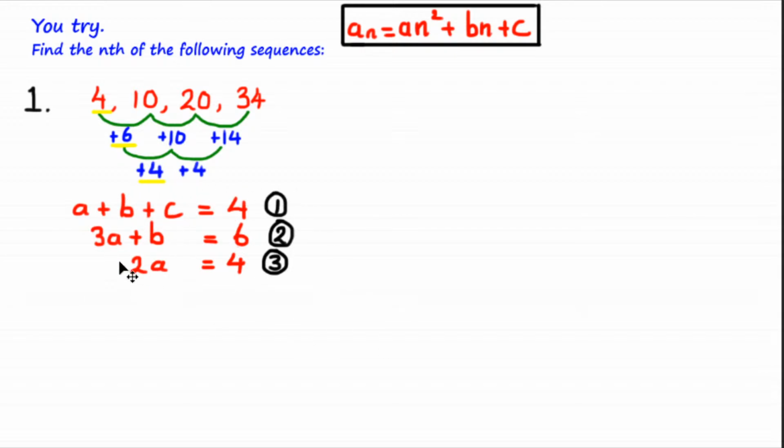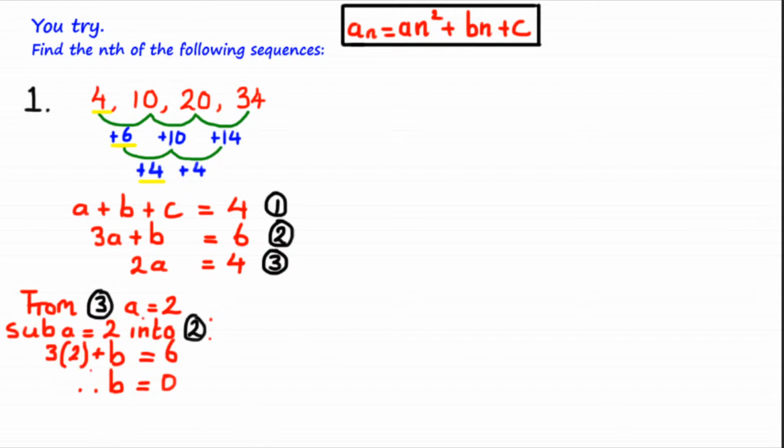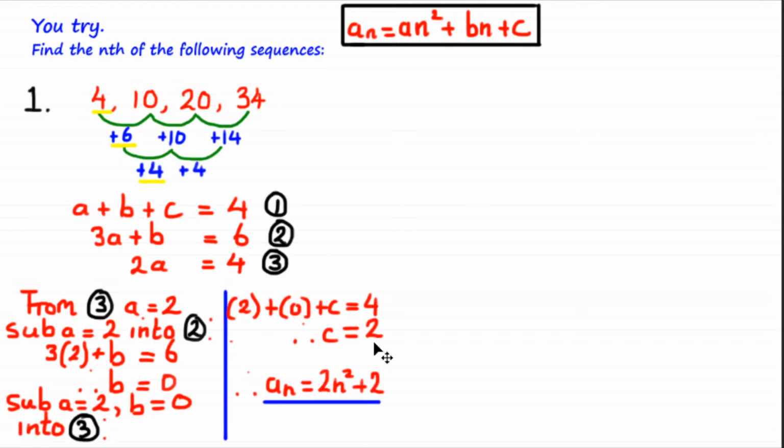So now we have a system of simultaneous equations which we can solve because we've got 3 unknowns and 3 equations, okay? So from equation 3, you can see that a is equal to 2 by dividing by 2 on both sides. Substituting a equal to 2 into equation 2, we get that b is equal to 0, okay? And substituting a and b, the newfound values, into equation 1, we get that c is equal to 2, and therefore our nth term is equal to 2n squared plus 2.